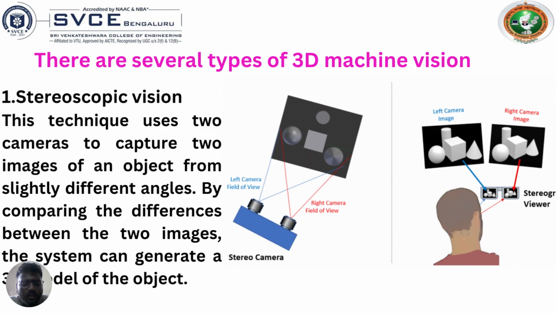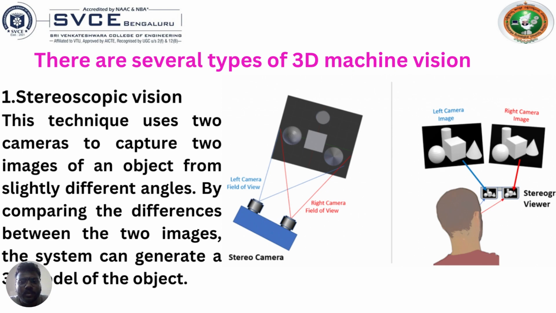Such performance requires good vision in both eyes, with precision of locomotor coordination and the specialized sensory nerves in the visual cortex. For stereo vision, the technique uses two cameras to capture two images of an object from slightly different angles. By comparing the difference between the two images, the system can generate a 3D model of an object. So here we can see two images.